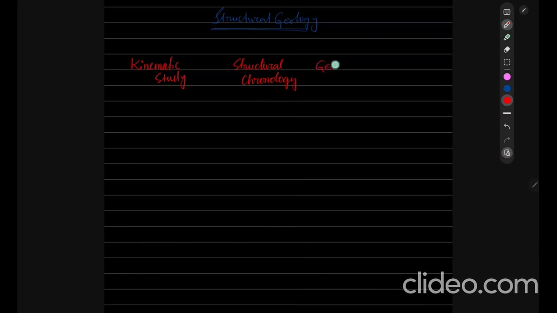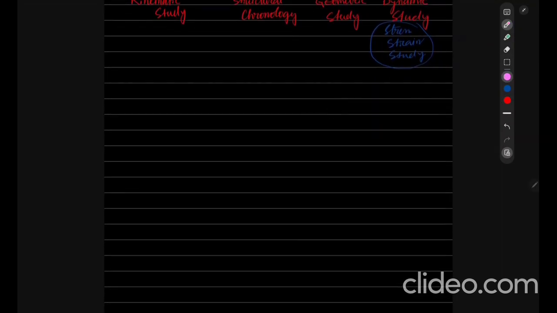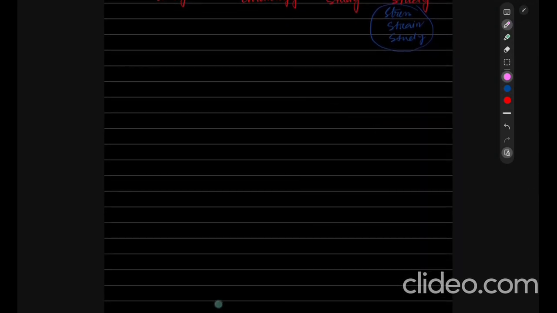Geometric study. What do we mean by geometric study? That is the basic shape study, the structure study, and the most important is the dynamic study that deals with the stress strain study. Dynamic study is the stress strain study. That means in terms of mathematical approach, we are learning the structures. So these are the basic components of structural geology. And next, from a very basic, is: what is strike?